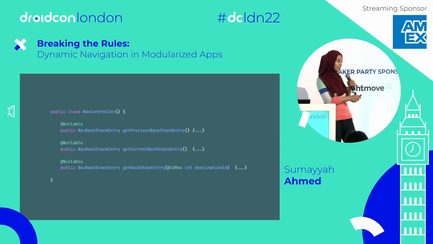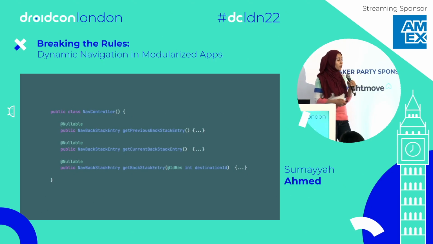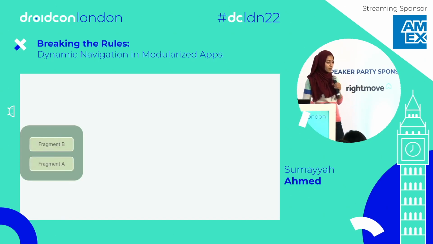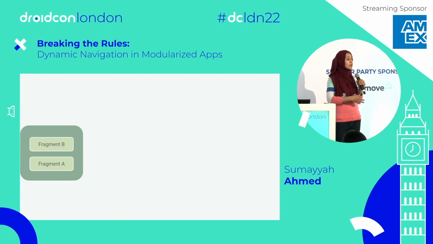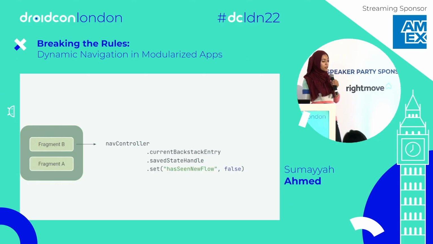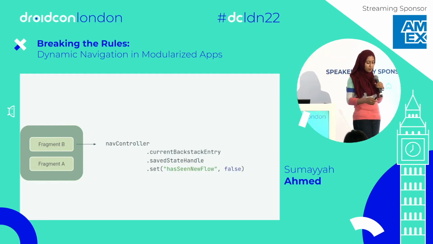Part number 2, not only that, but your controller exposes public functions to let you access entries on the stack. So if you have access to a nav controller, you have access to other entries on the stack, along with their properties, including their save state handles. As an example, let's see how this works in code. Fragment B is in the foreground, and it needs to know something high level about what happens after it. Let's say it needs to know, has the user seen some new onboarding flow? It can ask the controller to access the current entry, which is itself, and use its save state handle to set some flag to false. Let's call it has seen new flow.